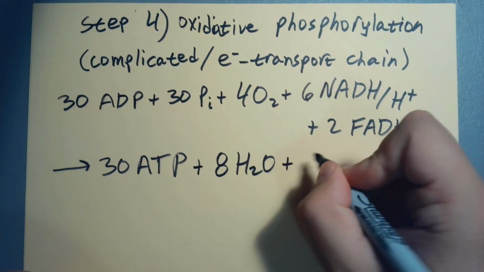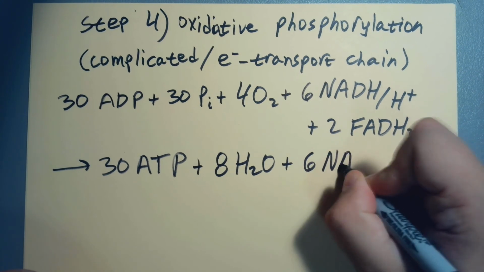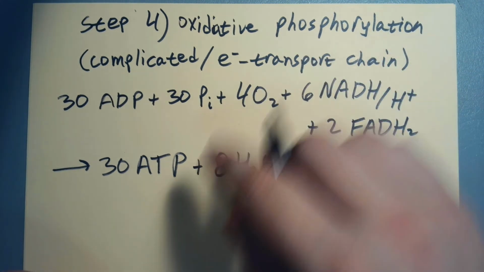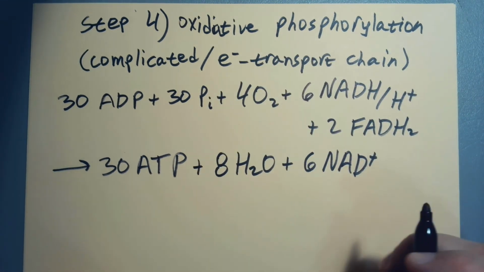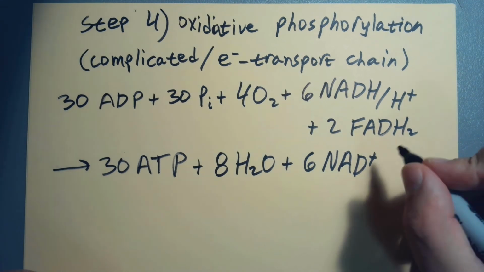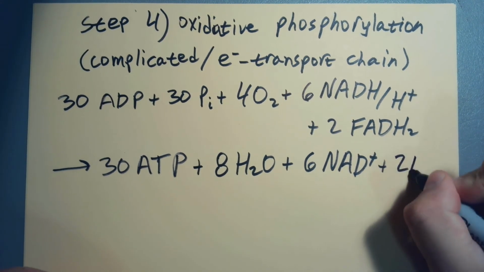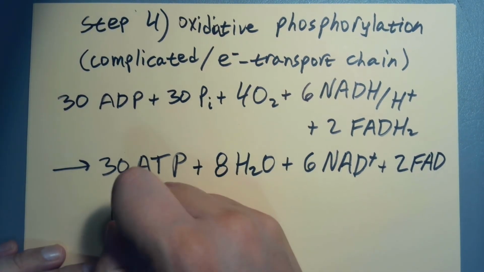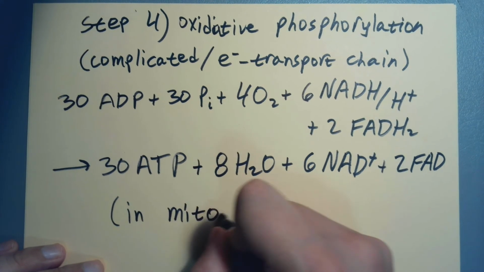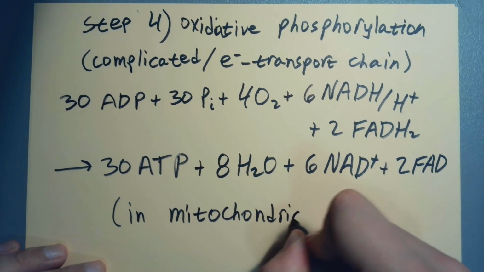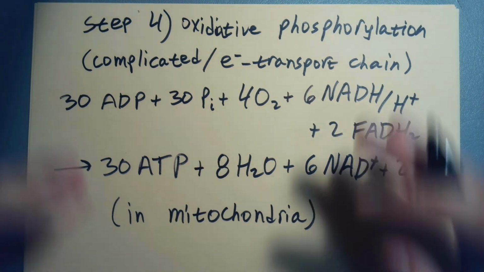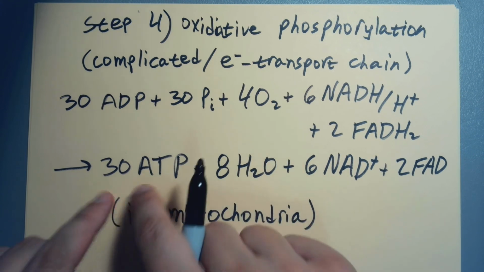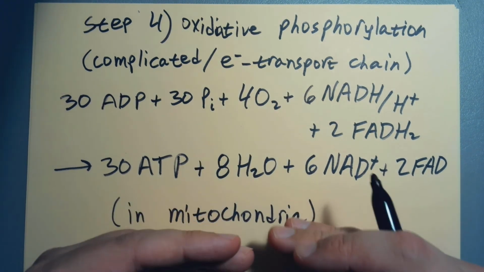We're going to get all of our NAD pluses back. And guess what we can do with these? Well, we can just send them back to the earlier steps. They can be used in glycolysis or the citric acid cycle, or formation of acetyl-CoA. And we get our FAD back as well. And this is not just in the mitochondria, this is totally because of the mitochondria. And so this is aerobic. We are using oxygen. We are generating a bunch of ATP, and we're doing it very efficiently.